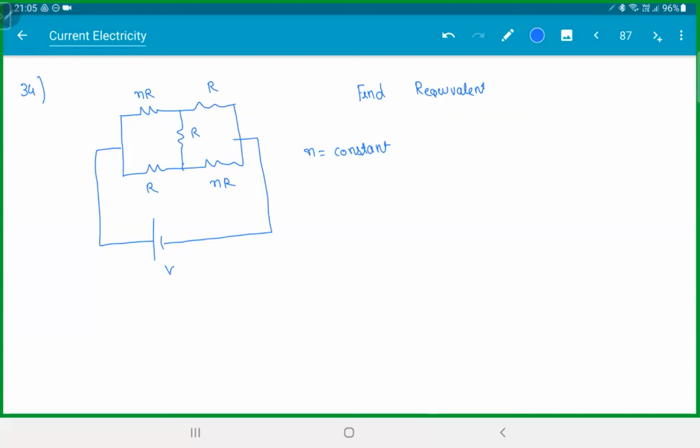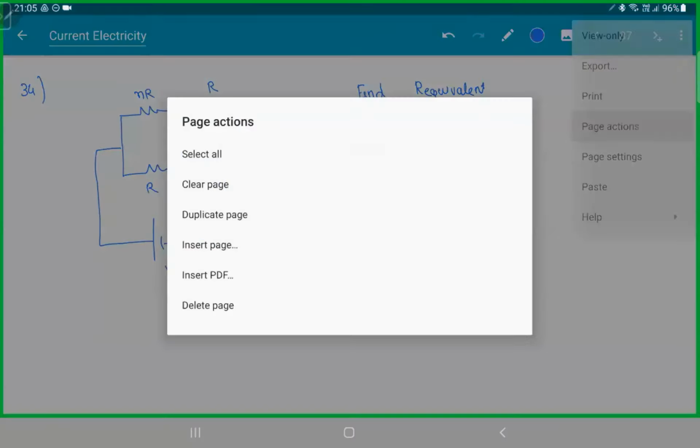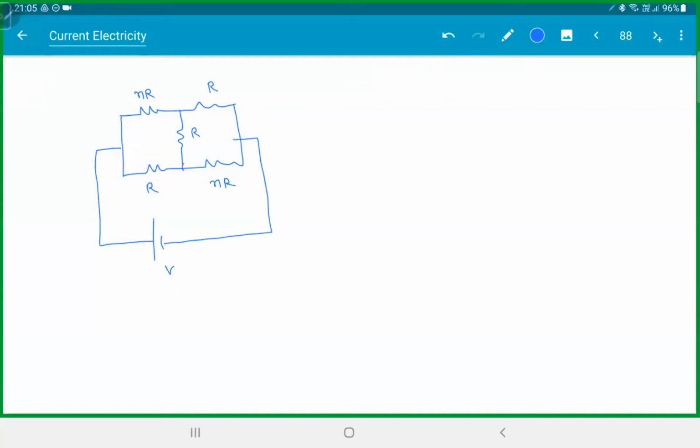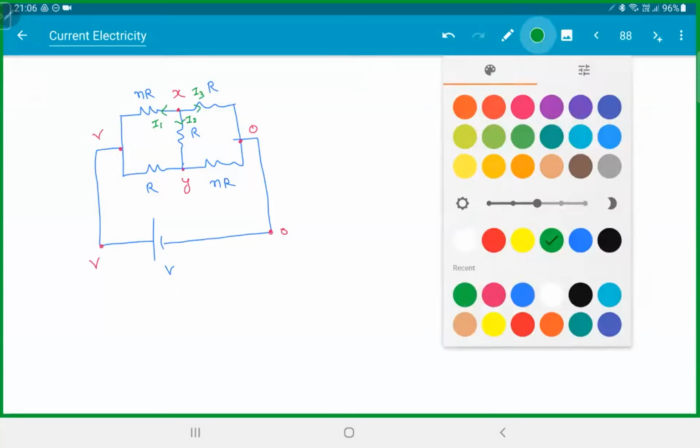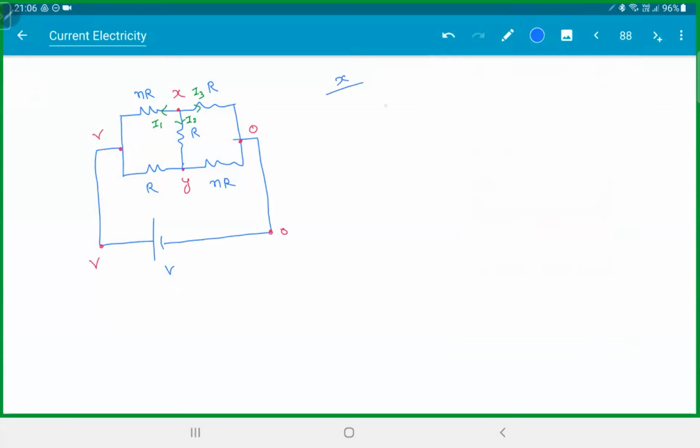How do you approach this? See, this is how you start. Let this point be 0. Let this point be V. This will be 0, this will be V. Let this point be X and let this point be Y. So assume currents I1, I2, and I3. When you write the equation at junction X, I1 plus I2 plus I3 is 0.